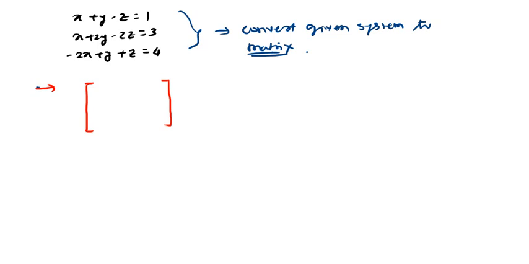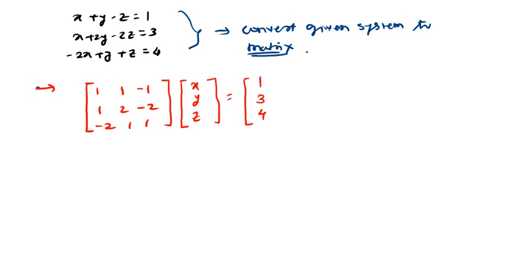Okay, so the first row will contain the numbers 1, 1, minus 1; the second row will contain the numbers 1, 2, minus 2; the third row will contain the numbers minus 2, 1, 1, into the matrix of unknowns. What are the unknowns here? X, y, and z is equal to the matrix of constants, and the constants are 1, 3, and 4.